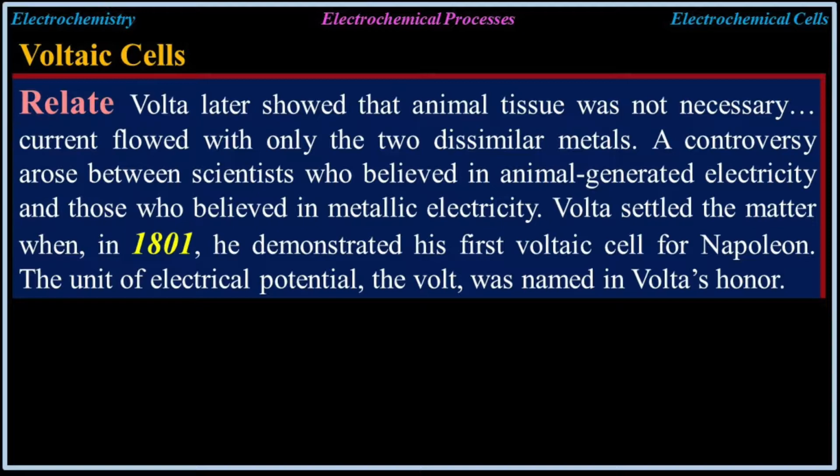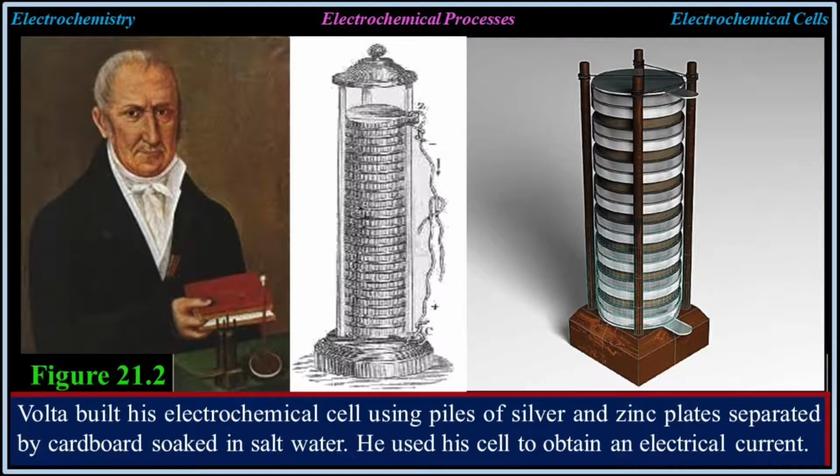A controversy arose between scientists who believed in animal-generated electricity and those who believed in metallic electricity. Volta settled the matter when, in 1801, he demonstrated his first voltaic cell for Napoleon. The unit of electrical potential, the volt, was named in Volta's honor. Figure 21.2. Volta built his electrochemical cell using piles of silver and zinc plates separated by cardboard soaked in salt water. He used his cell to obtain an electrical current.